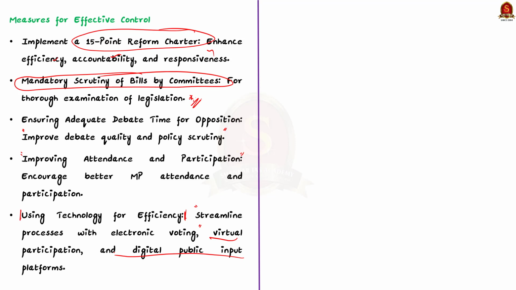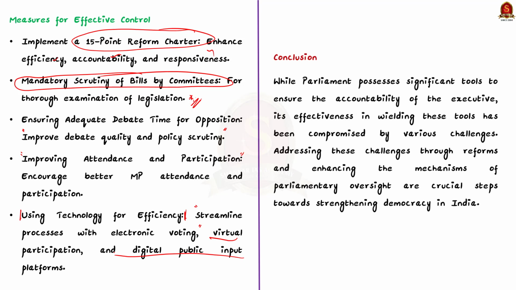With this, the body part of our answer is over. Now let us give a brief conclusion. While Parliament possesses significant tools to ensure accountability of the executive, its effectiveness in wielding these tools has been compromised by various challenges. Addressing these challenges through reforms and enhancing the mechanisms is crucial towards strengthening democracy in India.